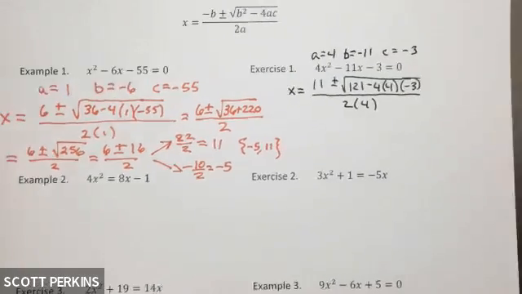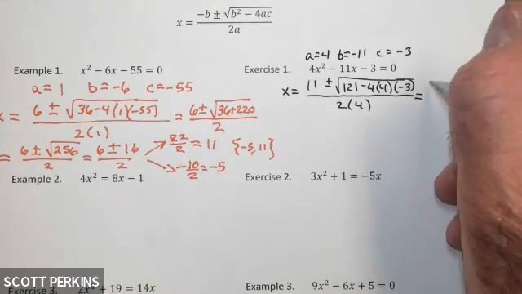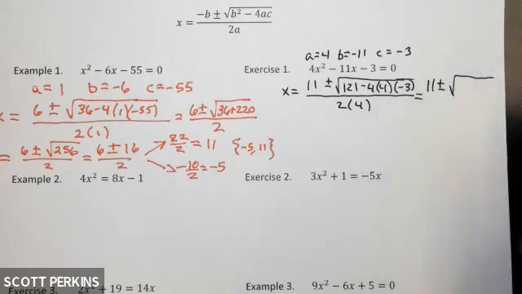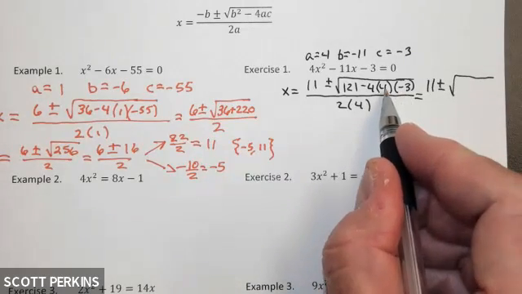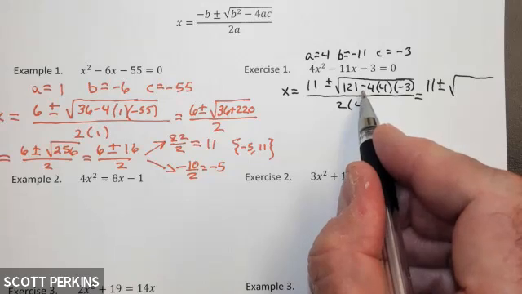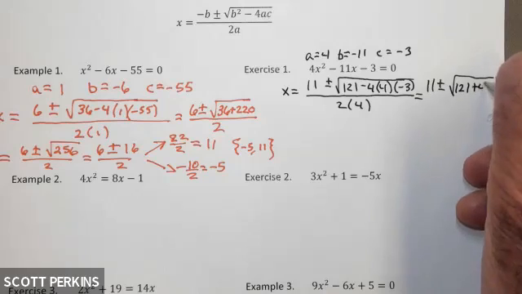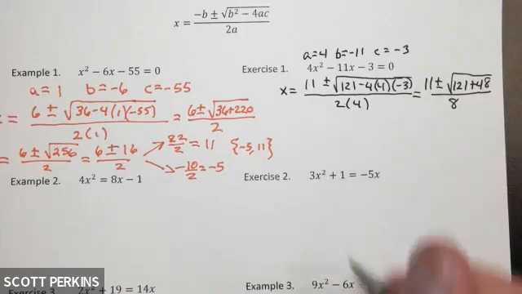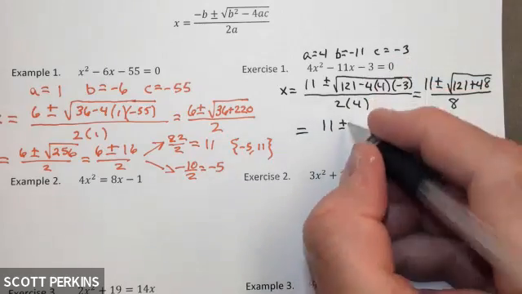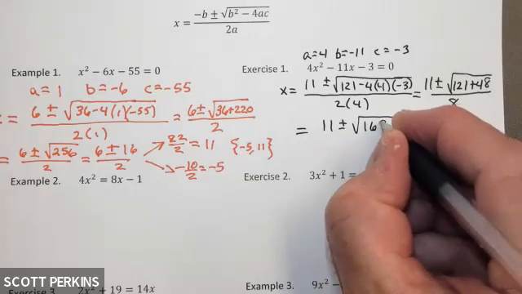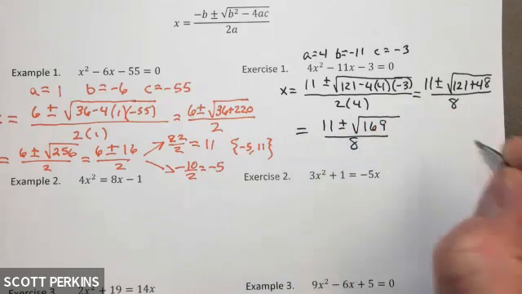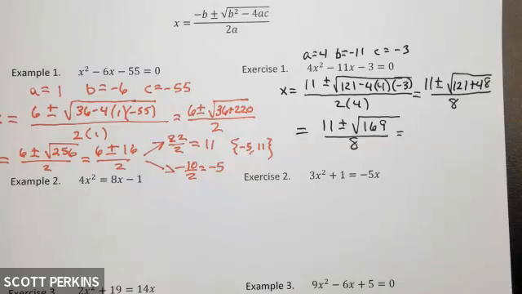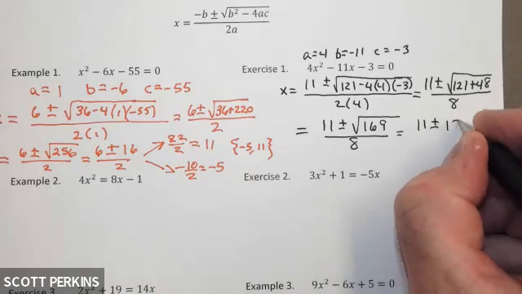Okay, so continuing on, I'm just going to slide my paper here and see if I can squeeze this in. So I got 11 plus or minus the square root of. So underneath the radical, negative 3 times 4. Negative 3 times 4 is negative 12. Negative 12 times negative 4 is positive 48. So I've got 121 plus 48. On the bottom, 2 times 4 is 8. Underneath that radical, 121 plus 48 is 169. I recognize that from my perfect square list. That's 13 times 13. So I've got 11 plus or minus 13 over 8.